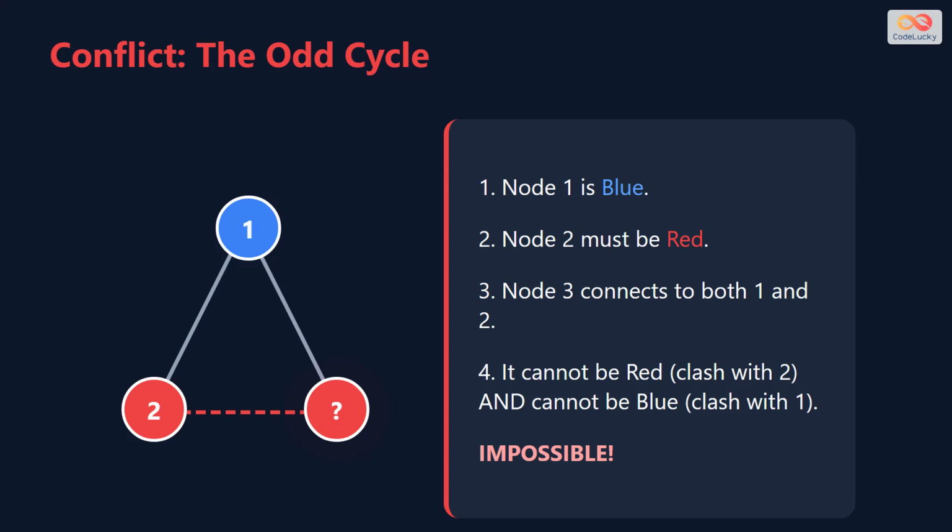When does this fail? It fails if we encounter a conflict. Look at this triangle. If node 1 is blue, node 2 must be red, but node 3 is connected to both. It cannot be red because of node 2, and it cannot be blue because of node 1. This happens whenever you have a cycle with an odd number of nodes. In such cases, a valid split is impossible.